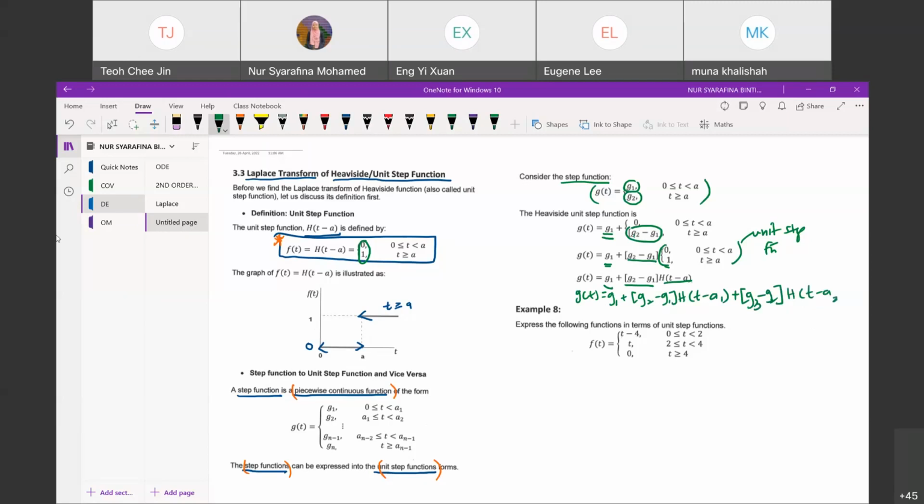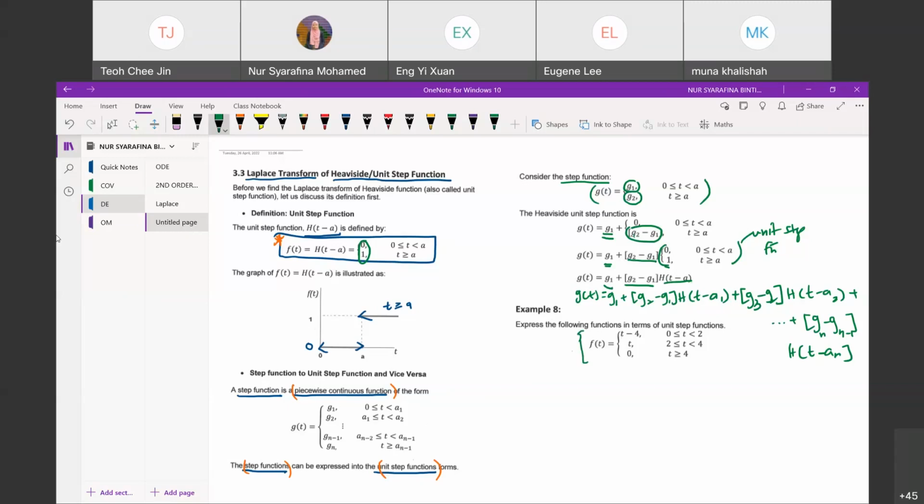H(t minus a2) plus, until G(n) minus 1, H(t minus an). So let's try this example. Now we have f(t) equals t minus 4 from 0 to 2, t from 2 to 4, and 0 for t greater than 4. So now we want to express this step function.